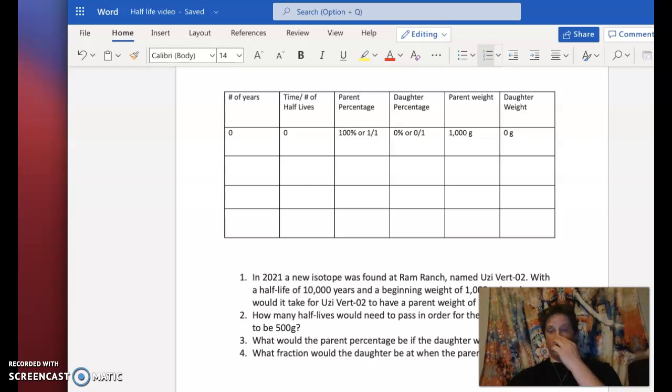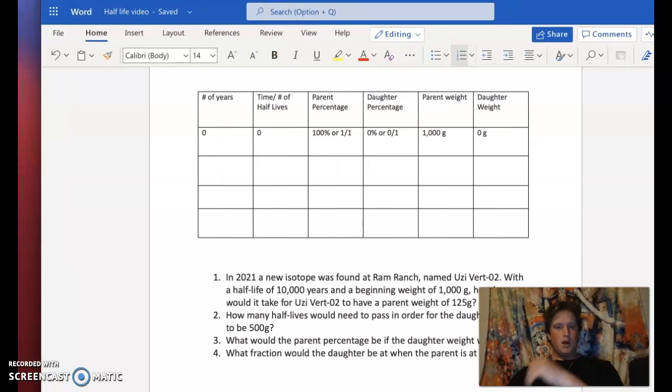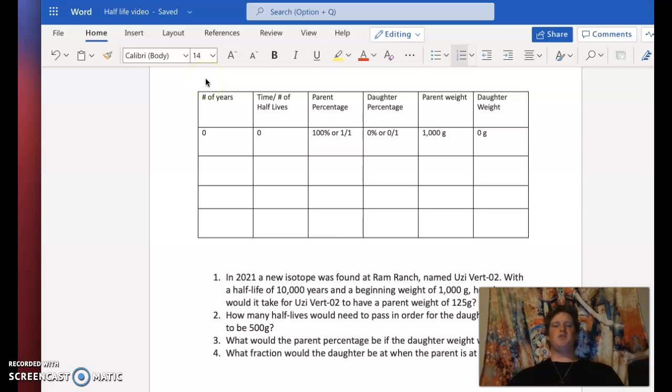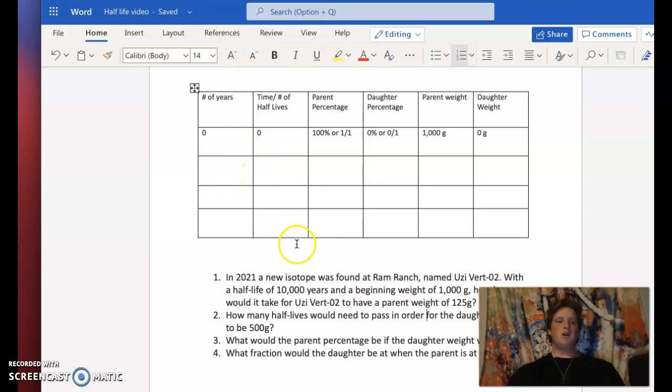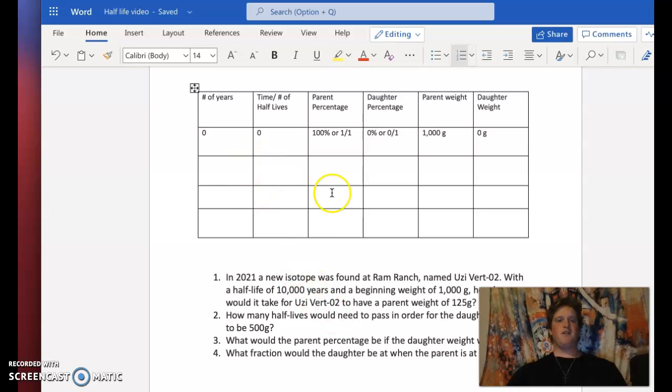But as for these questions, I started mine off with: in 2021 a new isotope was found at Ram Ranch named Uzi Vert O2 with a half-life of 10,000 years and a beginning weight of 1 gram. How long would it take for Uzi Vert O2 to have a parent weight of 125 grams? So in that statement right there, it tells us that it has a half-life of 10,000 years.